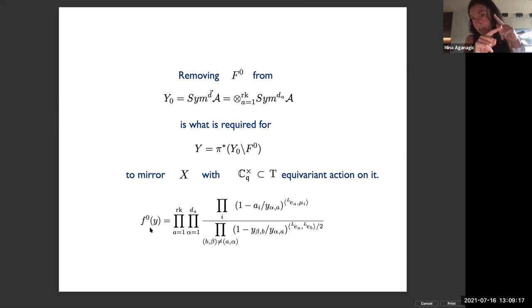In other words, non-intersecting. Okay, let me again try to understand what's happening. Are we saying F0 is singular and you need to smooth this divisor and then remove it? No, the divisor F0 is a union of the divisors of zeros and poles of this function. It has a zero anytime any point on the Riemann surface hits one of the punctures, or any pair of points coincide.